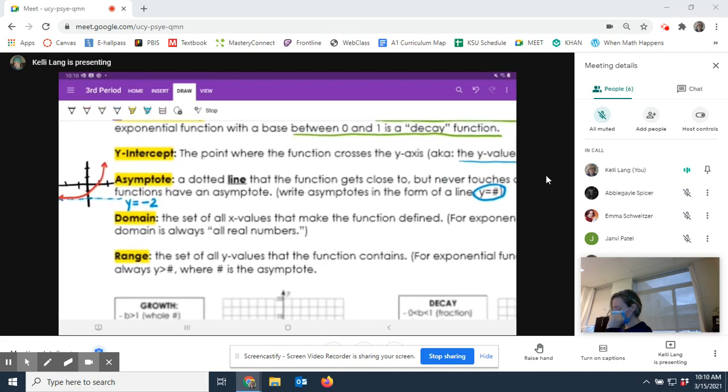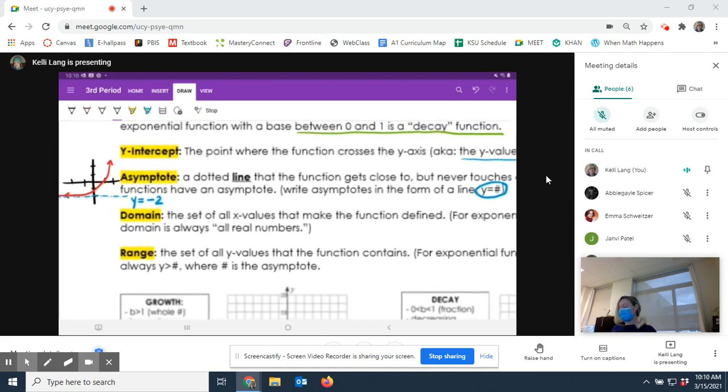Okay, now on to domain and range. These are concepts that I think you have addressed earlier in the year. Maybe it's been a while, so I wanted to reintroduce these. Domain is defined as the set of all x values that make the function defined. Here's the thing. We're not going to go into too much detail here. In a lot of other types of functions, domain can get pretty complicated. But with exponential functions, and only exponential functions, your domain is always, always, always all real numbers.